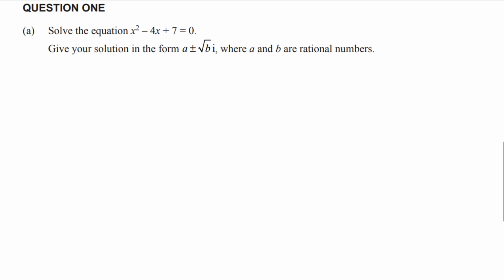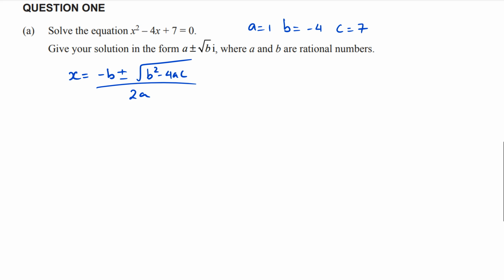Question 1a. What we've got here is a quadratic equation, and we've been asked to solve it in the form of a plus square root bi. So with this question, the best way to do this is by using the quadratic formula. So x is equal to minus b plus or minus the square root of b squared minus 4ac, over 2a. We make sure we put in our a value, b value, and c value. So a in this case is 1, b equals minus 4, and c is equal to positive 7.